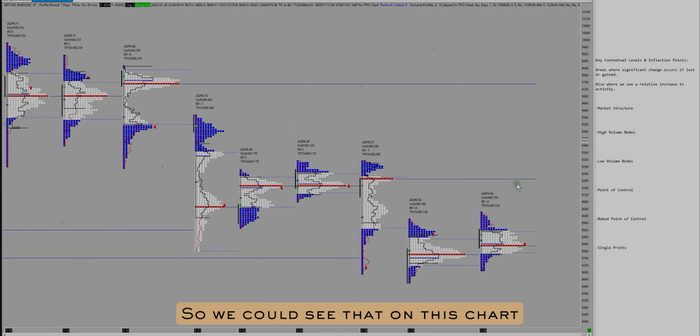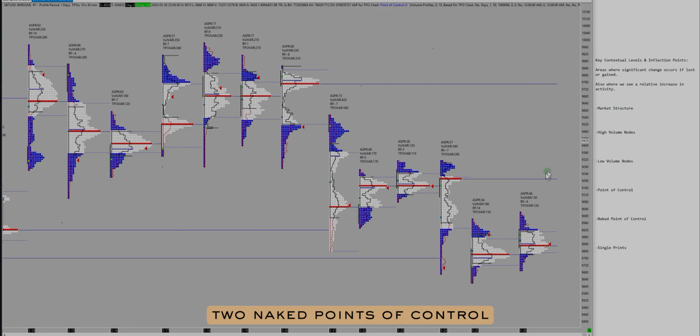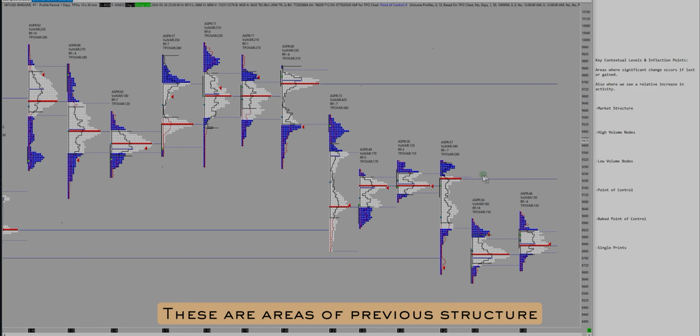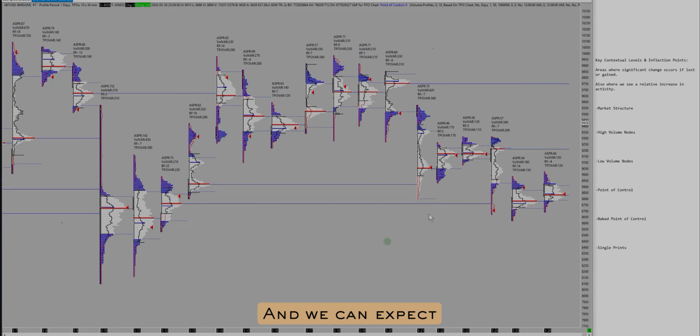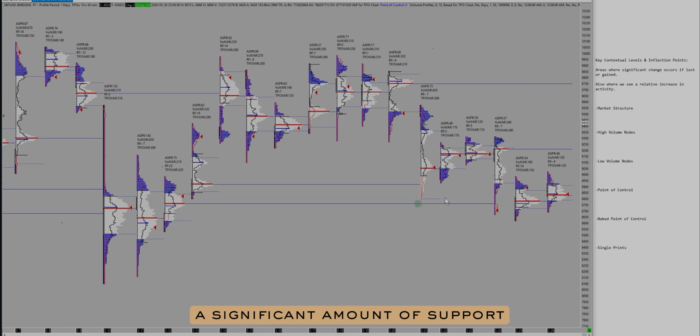So we could see that on this chart right here, we actually have two naked points of control that are currently untested. Now these serve as inflection points moving forward, but they're not as strong as obviously greater time frame market structure, something like daily and weekly. But we would expect, again, a certain level of resistance in this case, moving up to 92.20 or 92.10. And then this one even further up around 97, we'll say that's 97.40. These are untested. These are areas of previous structure that were significant. We could expect a good amount of resistance in this case if we're going to be moving up towards them. And we could expect that if we move down towards them, there would be a significant amount of support.